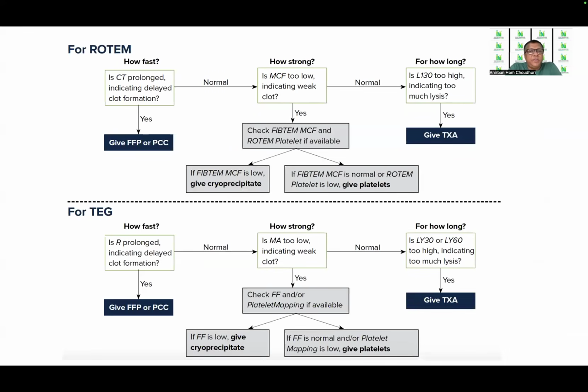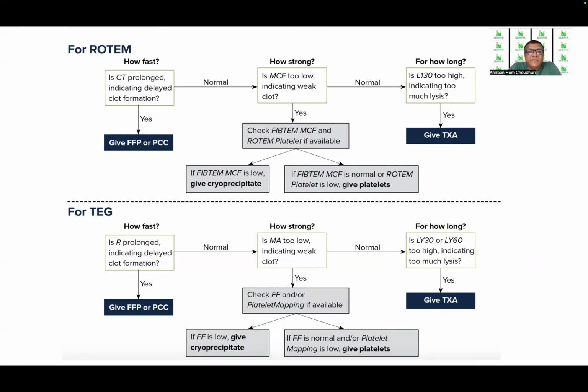So if you go by an algorithmic approach for ROTEM and for TEG, you see how fast the clot forms. Is the CT, the clotting time, prolonged, indicating delayed clot formation? If the answer is yes, then we have to give either FFP or PCC. If it is normal, then you look for how strong it is. If the MCF, or the maximum clot firmness, is too low, it indicates a weak clot.